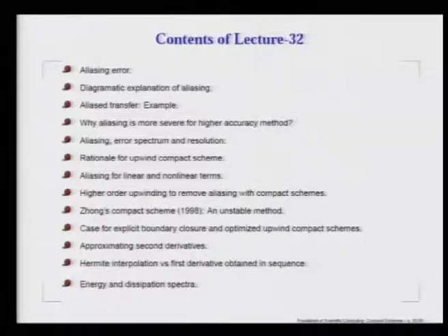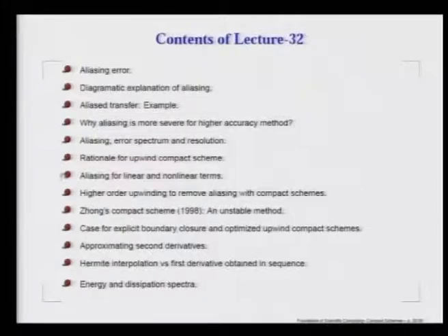So, this is what we talk about: aliasing, how it affects the error spectrum and resolution, and then we have made a case for the necessity of adopting upwind compact schemes. These upwind compact schemes have that role of removing aliasing, and that is what we will be talking about.